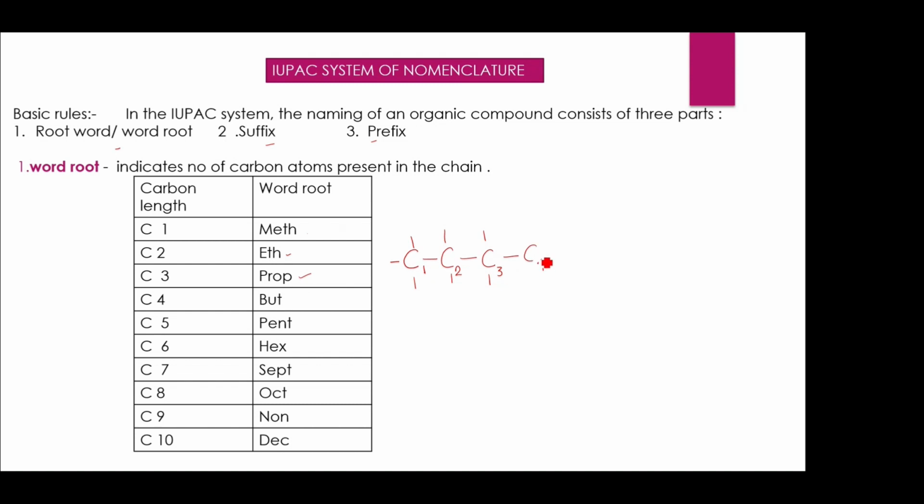If the length of the carbon chain is 4, then it is but. If it is 5, then it is known as pent. If the chain length is 6, then it is hex. If it is 7, it is hept. If it is 8, then it is oct. If it is 9, it is non. If it is 10, it is dec. So word root indicates the parent chain in the hydrocarbon.